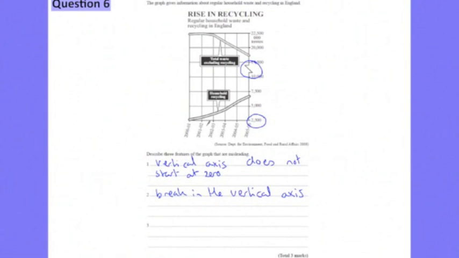Now, a third feature, we can see here that the lines look really thick. We wouldn't normally draw a line with such thickness. So this is another misleading feature. Lines, thick.